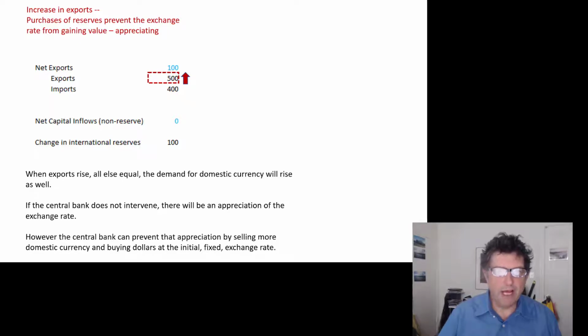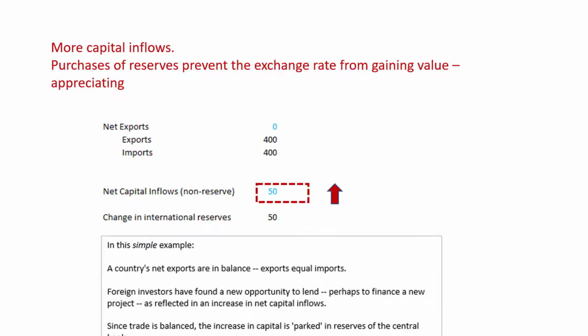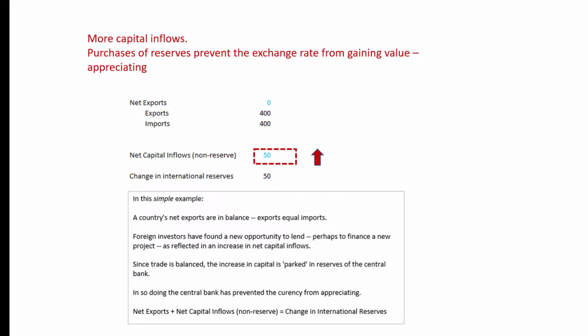Okay, and we discussed why on both sides the central bank might want to do that. Now here is a sort of a different example. We talk about the capital flows. Okay, so we started off in our initial position, zero capital inflows. Now let's suppose that capital inflows go up. Why might that happen? Because investors all of a sudden find an attractive opportunity in the country.